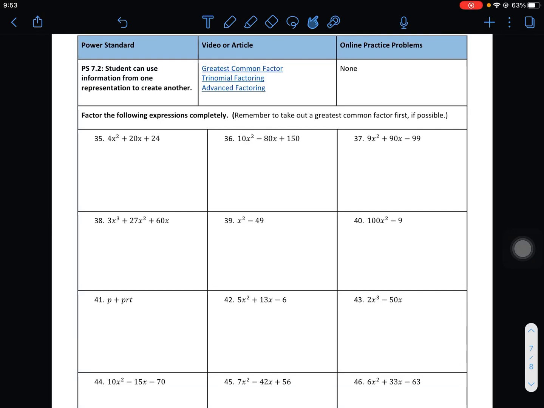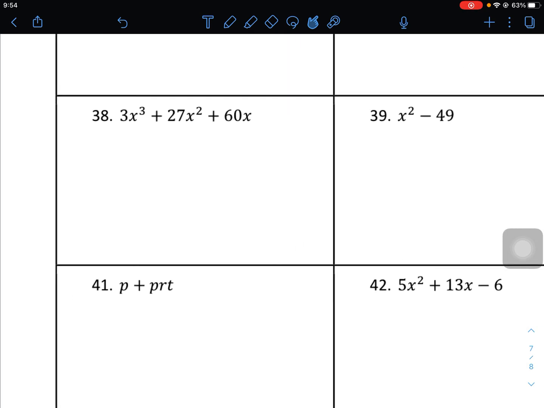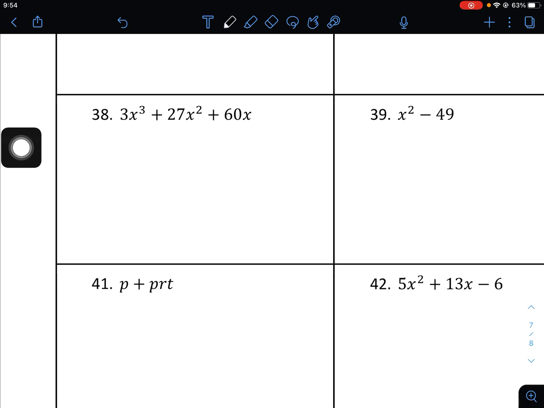There are four types of expressions that you're going to need to know how to factor. For starters, we need to be looking out for greatest common factor every single time. So for instance, number 38 here, I can see that I can divide each of these numbers, the 3, the 27, and the 60, by a 3. So I'm going to show that like this.